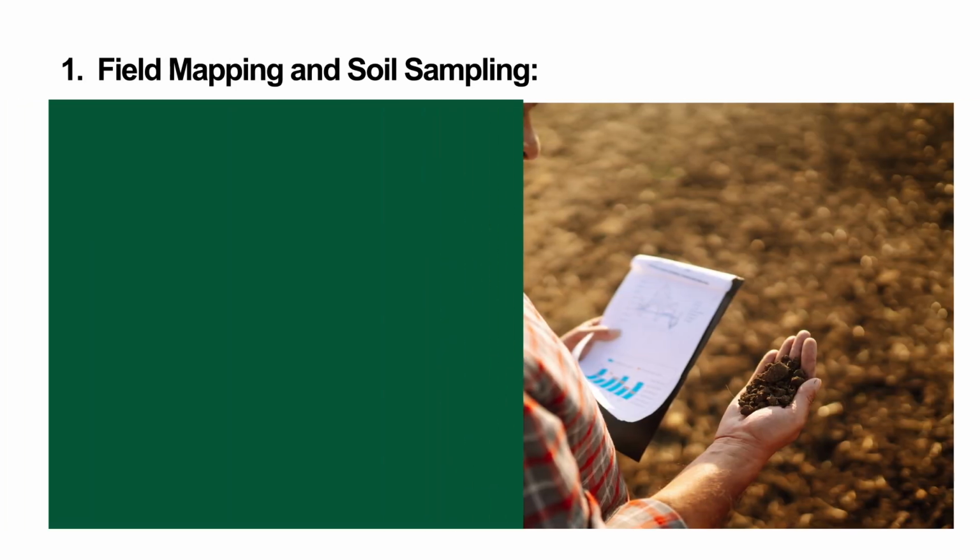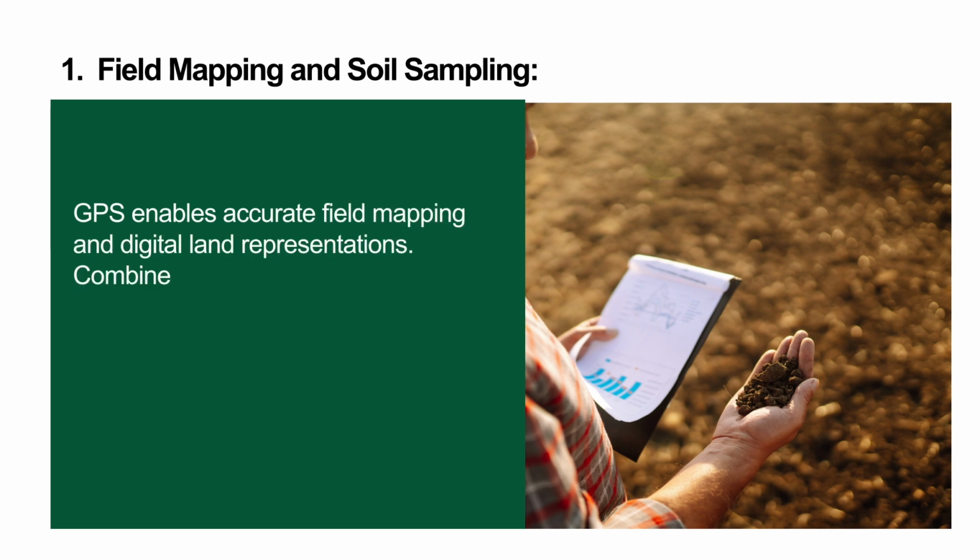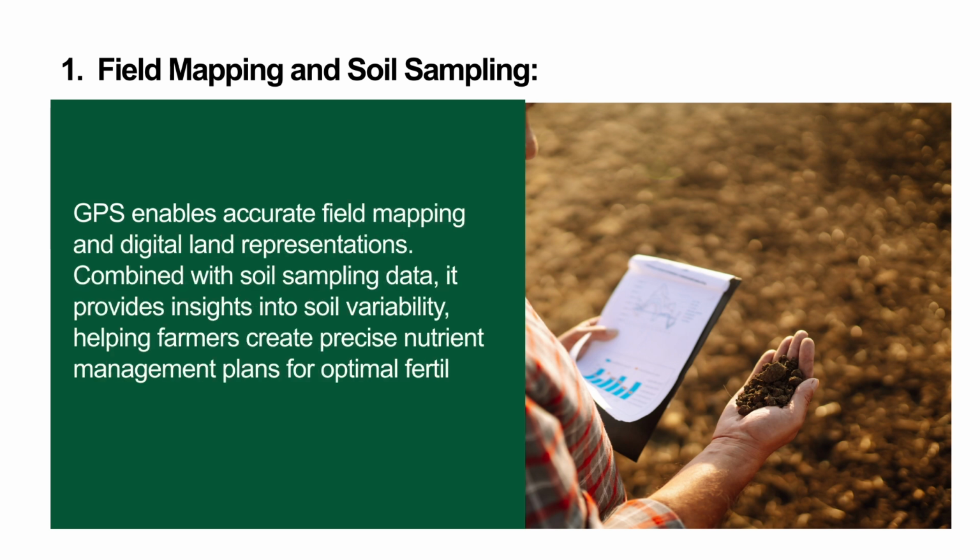Applications of GPS in precision agriculture. The main applications of GPS in precision agriculture include: 1. Field mapping and soil sampling. GPS enables accurate field mapping and digital land representations. Combined with soil sampling data, it provides insights into soil variability, helping farmers create precise nutrient management plans for optimal fertilizer application.